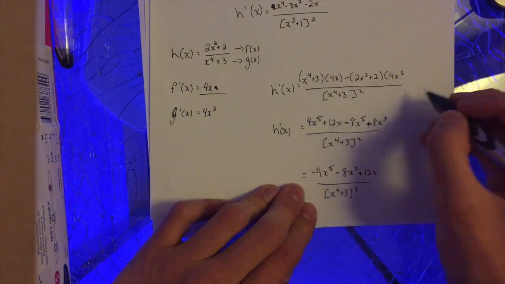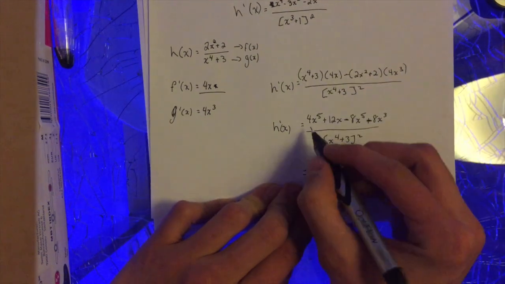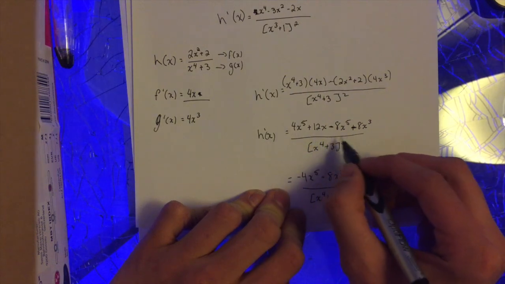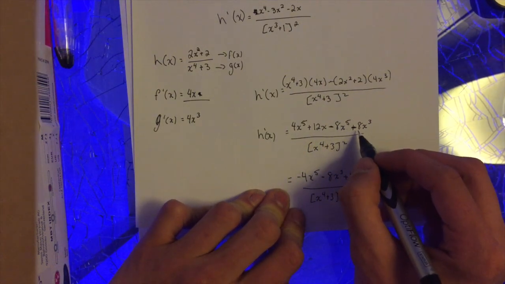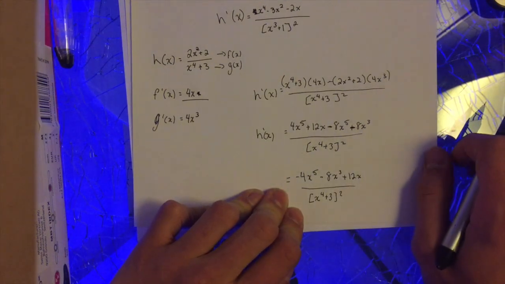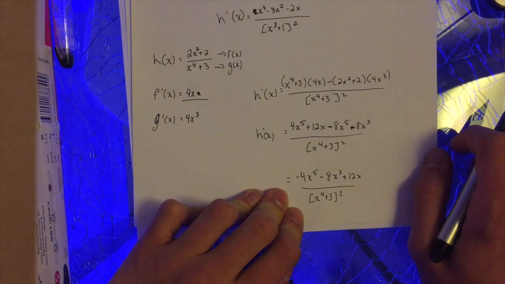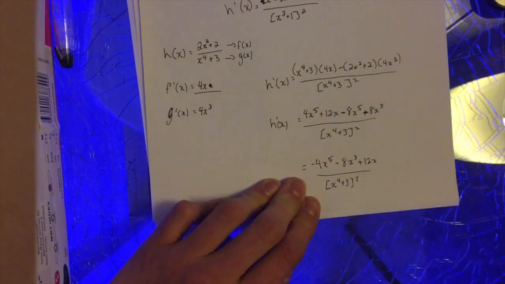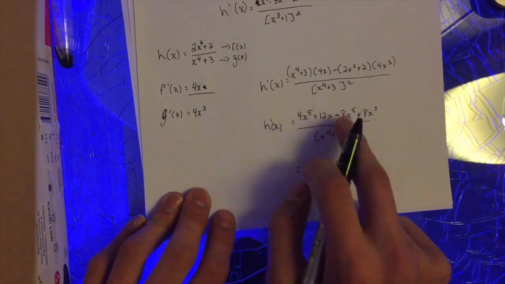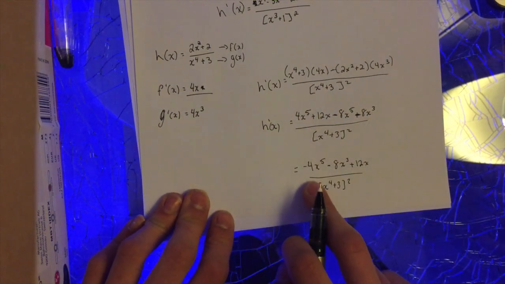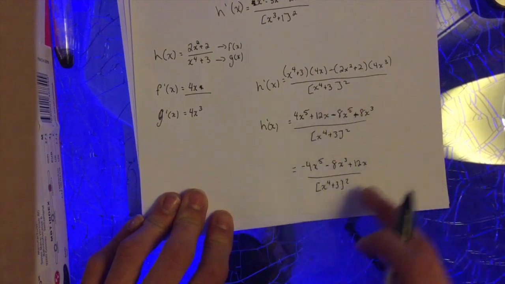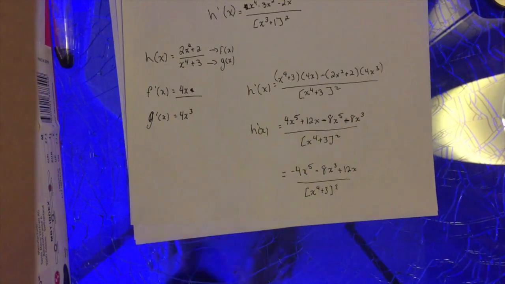As I distributed 4x and 4x to the third, I got 4x to the fifth plus 12x minus 5x to the fifth minus 8x to the third over x to the fourth plus 3 squared. Okay, and lastly we have the final answer, negative x to the fifth, because 4x to the fifth minus 5x to the fifth equals negative x to the fifth, minus 8x to the third plus 12x over x to the fourth plus 3 squared.